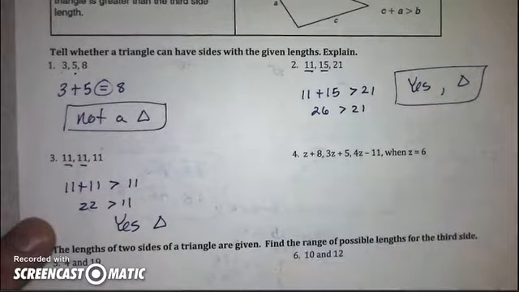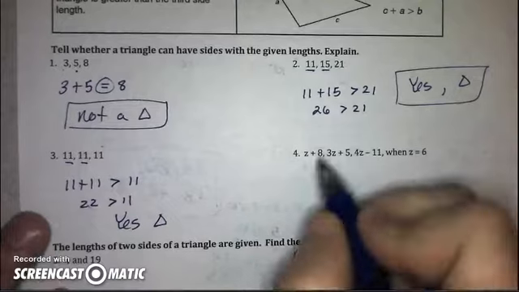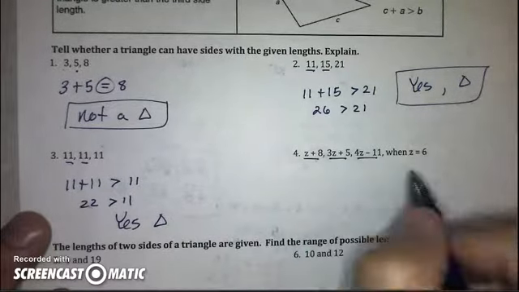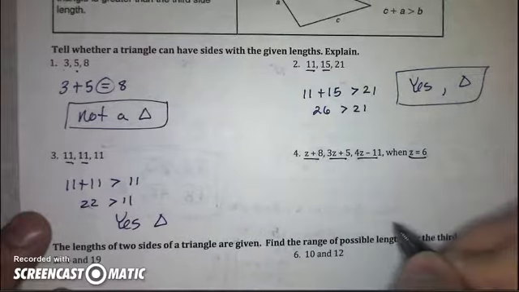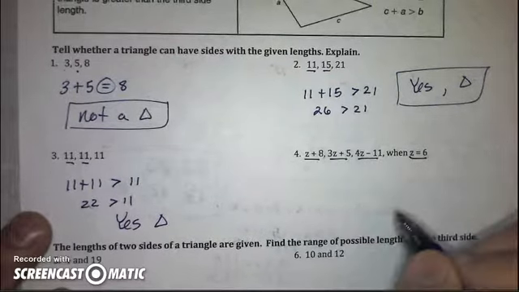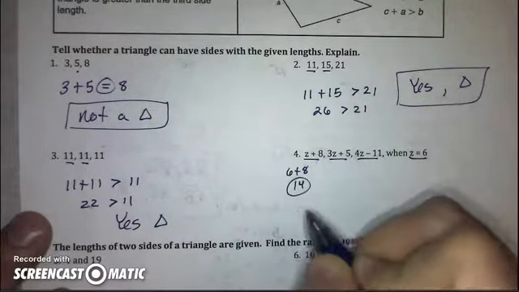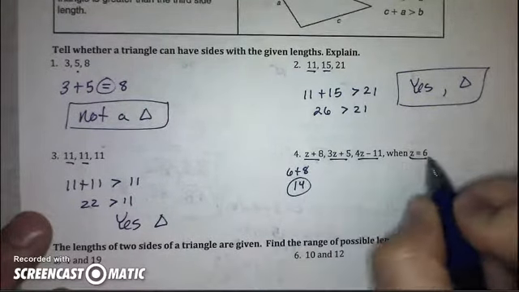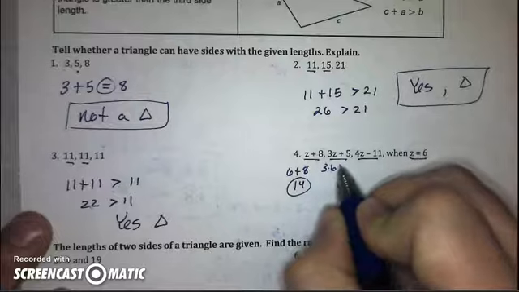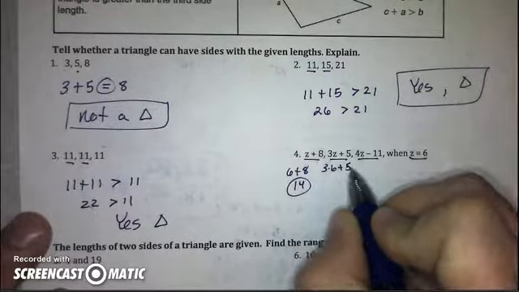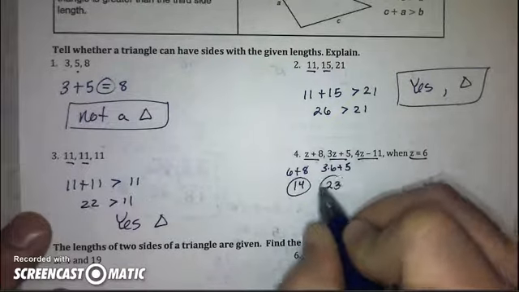But here's where it comes to get a little bit more tricky. Now we have expressions involving a variable, but don't worry, they give you what number to use for the variable, so we're just going to plug those in. 6 plus 8 is 14. 3 times 6 plus 5, 3 times 6 is 18. 18 plus 5 is 23.